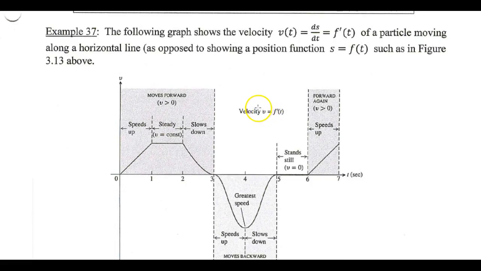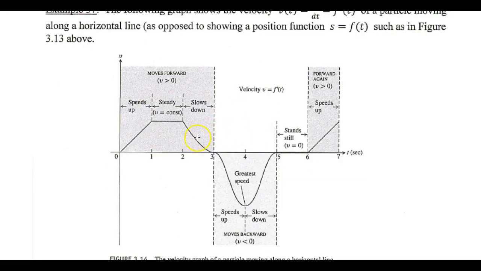So, for example, let's say now I have a graph. This is no longer a graph of position. This is now the graph of the velocity. So I have some position function, but I've already taken its derivative. You don't see it. You just see the velocity function. Okay, so this is the velocity function. I'm trying to lead into understanding of acceleration at this point.